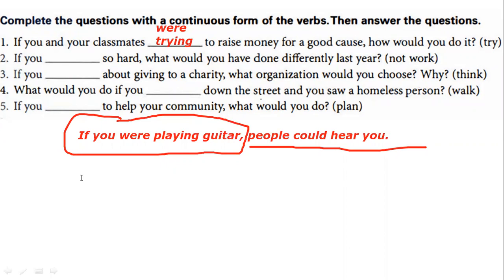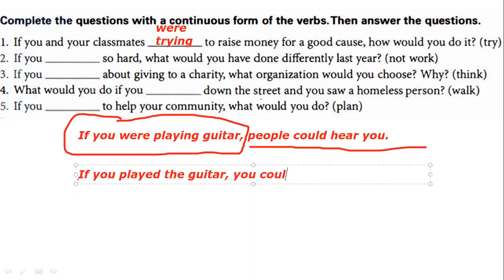And what you were saying is something more permanent. If you played the guitar, result, you could enter a competition. So the difference is that this is momentary.